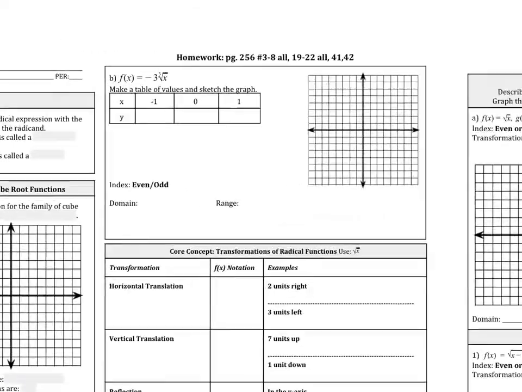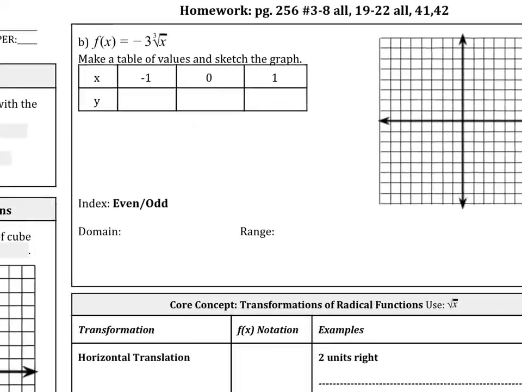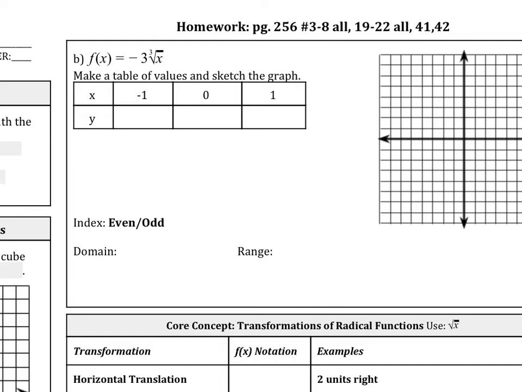Let's take a look at the cube root. And so I gave you numbers to plug in, so make a table of values. If we plug in 0, so let's plug in 0, -3 cube root of 0. Cube root of 0 is 0, so -3 times 0 is 0. 1, so -3 cube root of 1. Cube root of 1 is just 1. So the final answer is -3. If I plug in 1, I get -3.